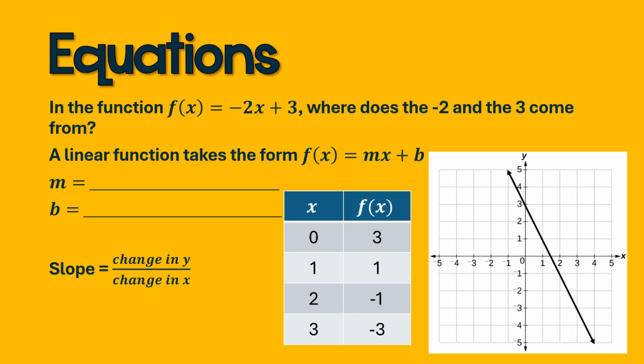All right, let's take a look at equations, okay? So in the function that we already had, we had f of x equals negative 2x plus 3. Where the heck did this negative 2 and this 3 come from? How do we even know that that is the equation? Well, we can pull that from the table and the graph, okay?